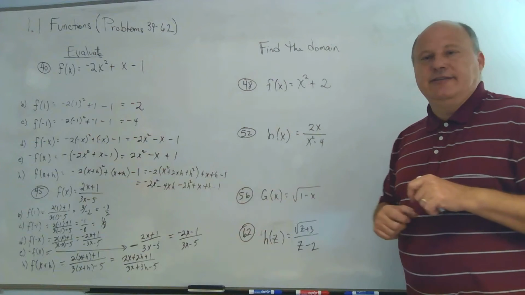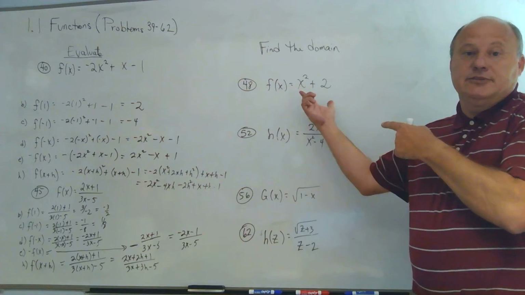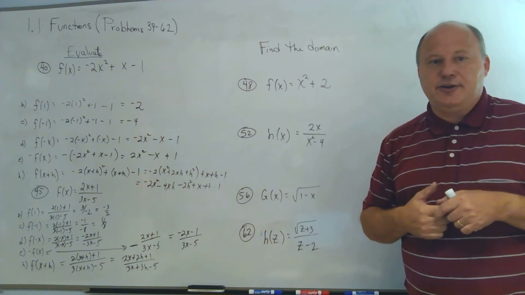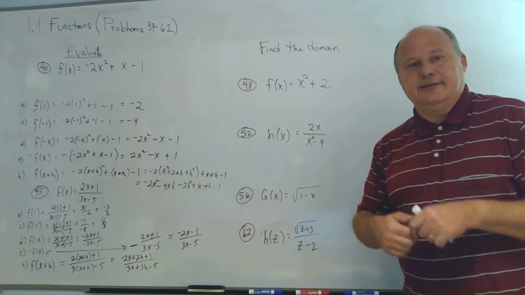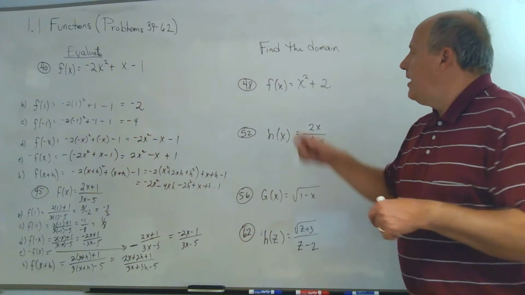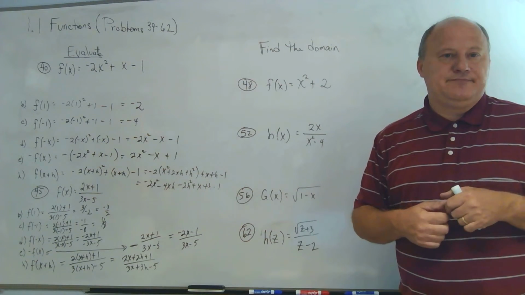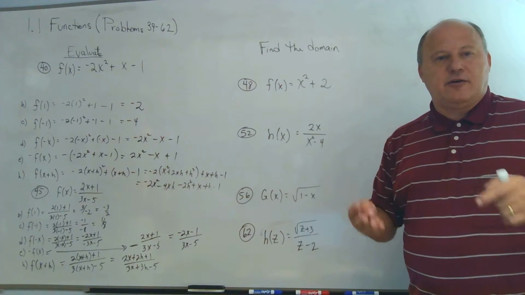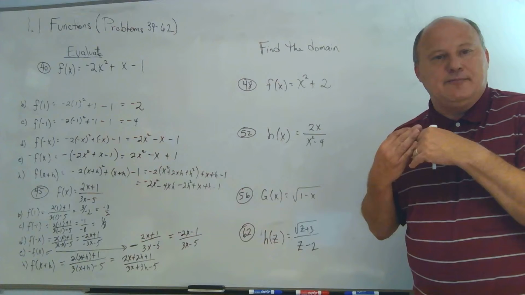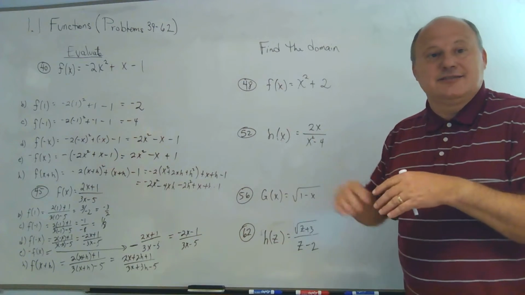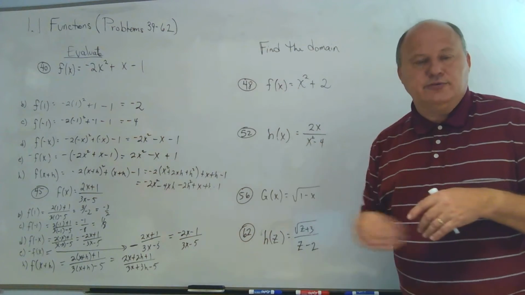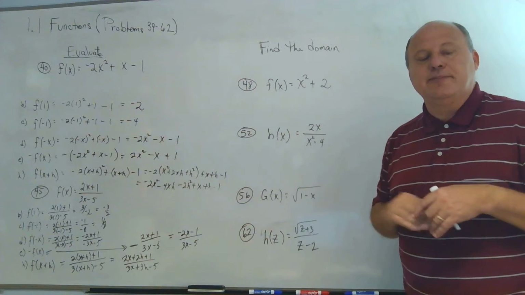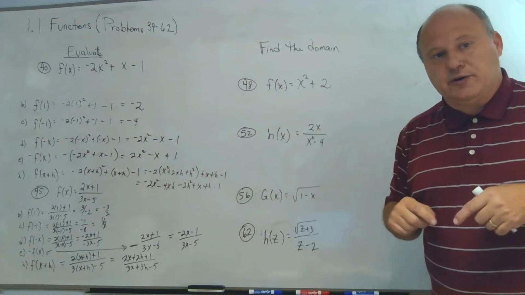Well, in this machine, 48, this is a very liberal machine here. It will take anything you want to put into it. You'll square it, add 2 to it all day long, and spit out an answer. You put in 5, you're going to get 27. Put in 3, it's going to give you 11. Why is the domain all real numbers? Why isn't it a little bit more restrictive? Because there are no fractions and there's no square roots. So it doesn't have a problem with any number you decide to put into it. So the domain here is all real numbers.